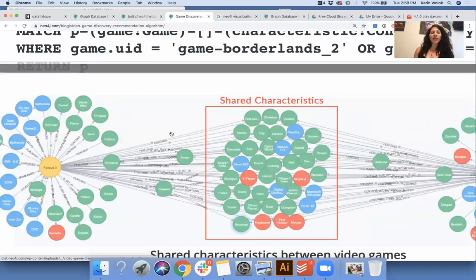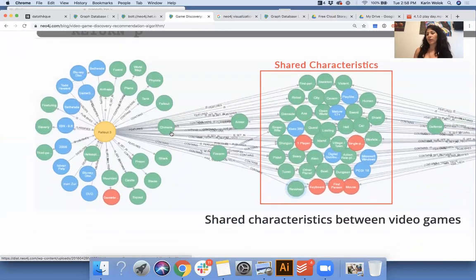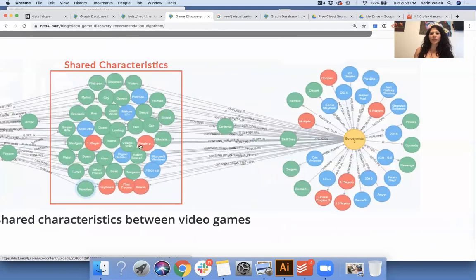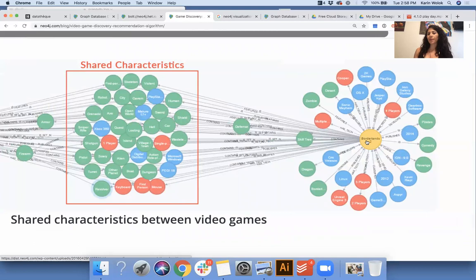So here is an example of a video game recommendation. You have a video game in the yellow node, that's Fallout 3. And you have Borderlands 2. In the blue nodes, they might be, I don't know, consoles that the game is played on or whatever. In the green, you have different themes of the game. Is it zombies and pirates and plane and war or whatever?